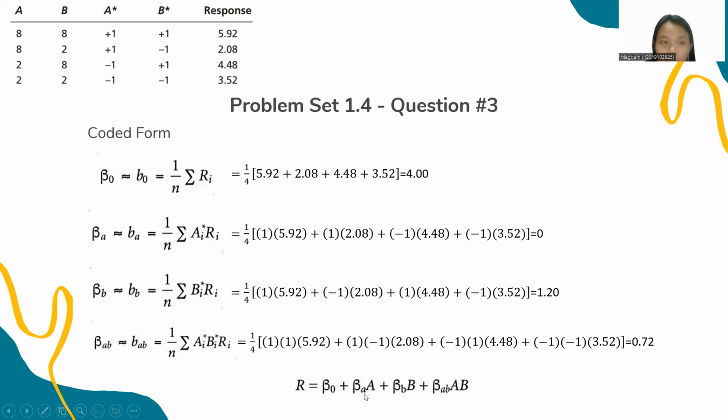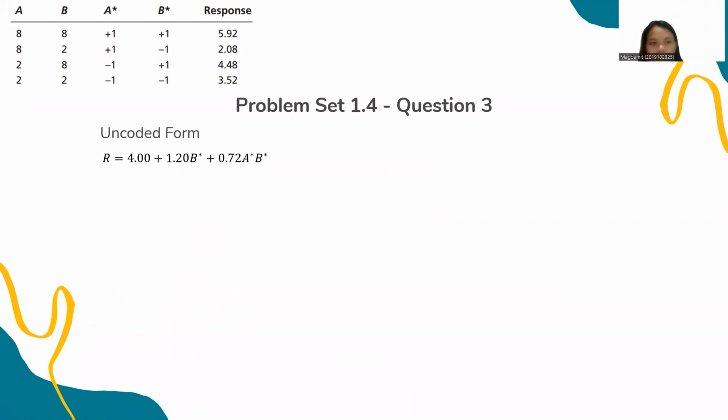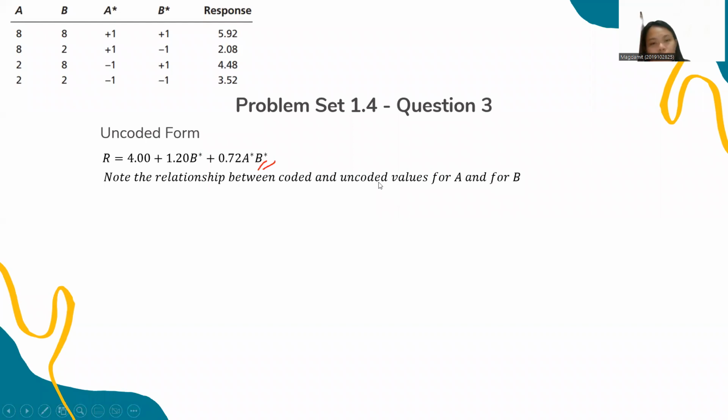So we obtain a value of 0.72. Using this equation, the coded form for the given problem is r equals 4.00 plus 1.20 b asterisk plus 0.72 a asterisk b asterisk. In order to convert this equation to its uncoded form, we first note the relationship between the coded and uncoded values for A and for B. The relationship can be seen through this equation.